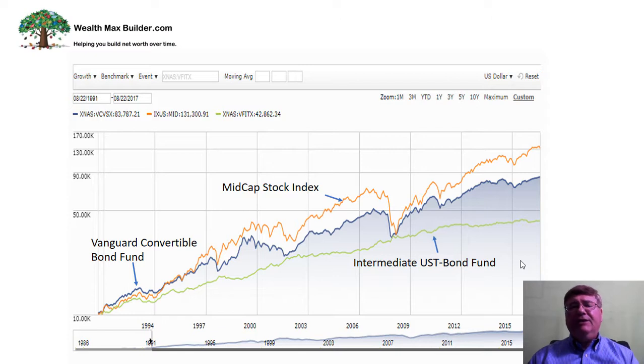So in summary, you really don't need a convertible bond fund. You should be allocating to a broad diversified stock index like the mid-cap stock index in this case, a certain percentage, and the rest to an intermediate or investment grade Treasury bond fund. You really don't need to take this halfway position with a convertible bond. Just get the asset allocation right and you will be fine.